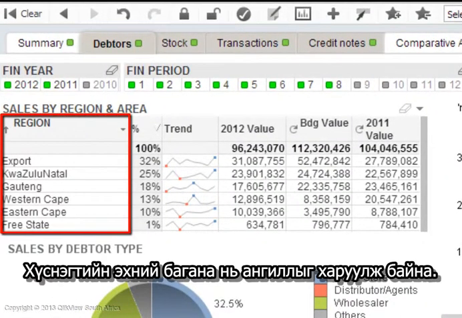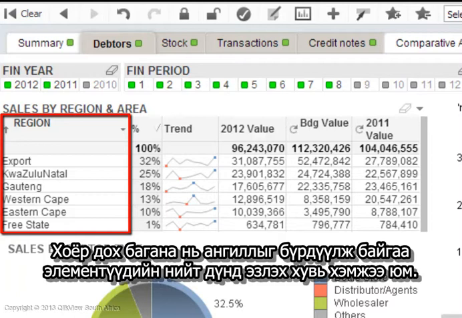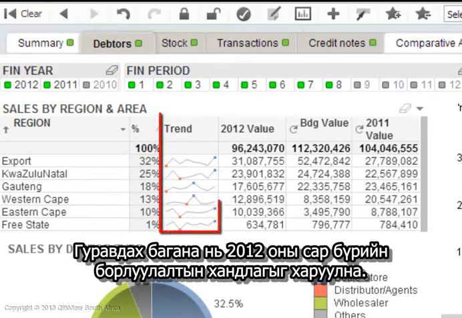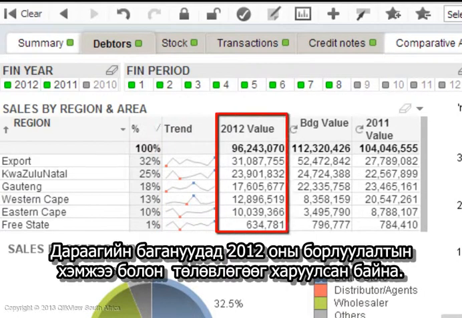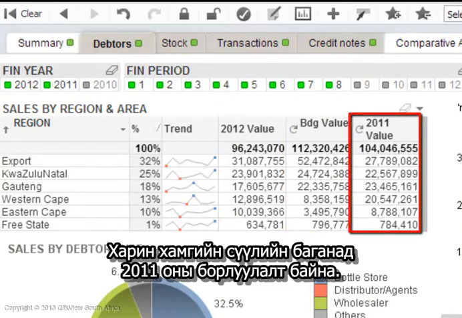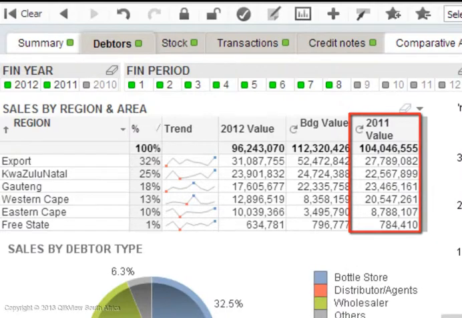The first column in the table chart is the classification. The second column is the percentage contribution of the element making up the classification compared to the total contribution. The third column is a trend showing sales per month for 2012. Then we see sales figures for 2012 displayed, followed by a column displaying the budget. The last column displays 2011 sales.